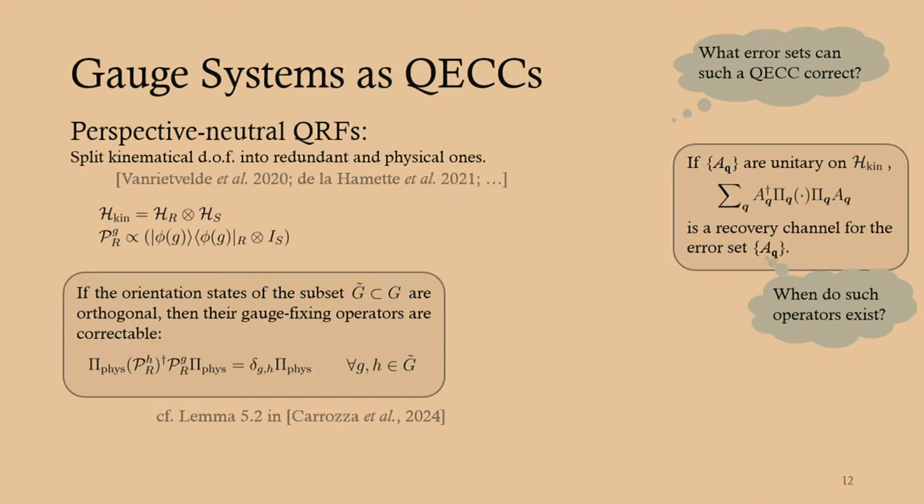Okay, but how does this help us in finding the set of operators A_Q that we wanted? Well, it turns out that if we additionally assume that G is abelian and that our reference frame is ideal, so that all the orientation states are orthogonal, then we can build such a set of operators A_Q just from linear combinations of the gauge fixing operators. So we integrate over the conjugates of the characters times the gauge fixing projectors.